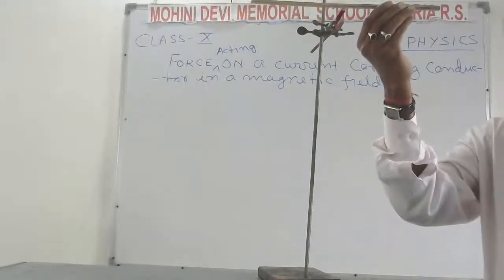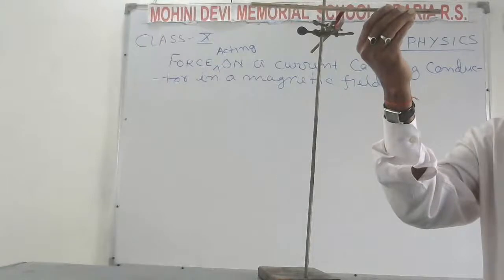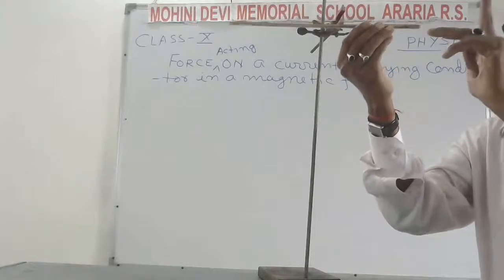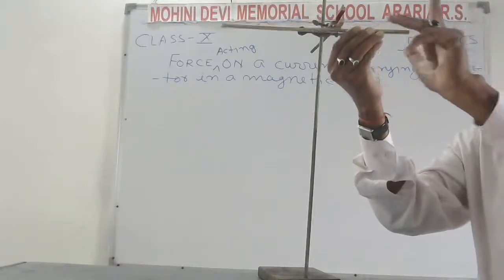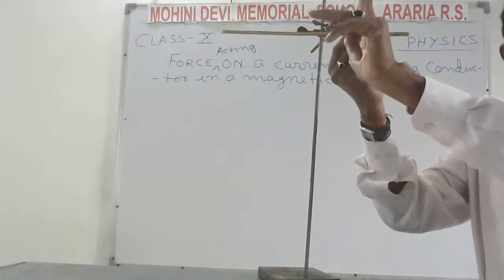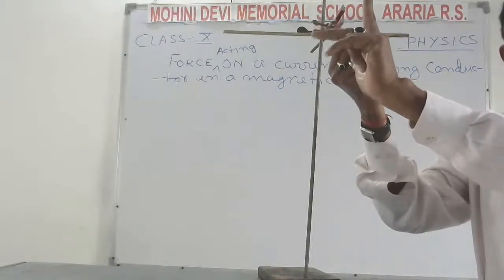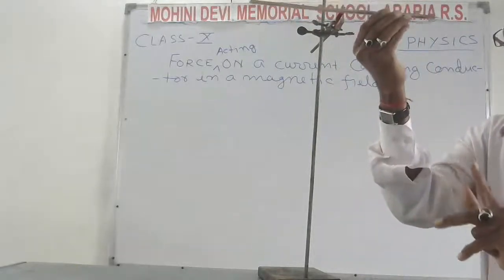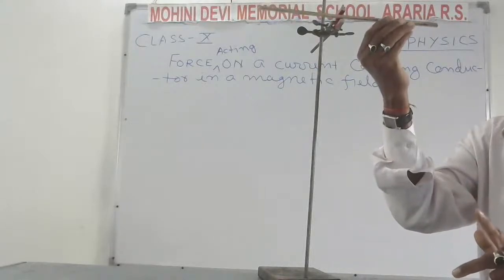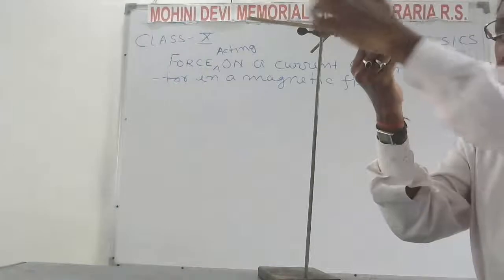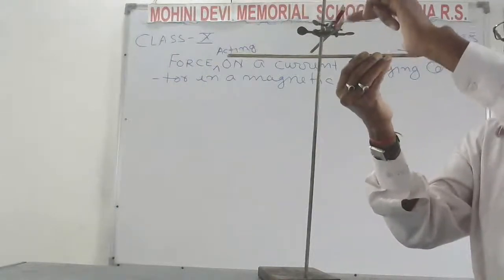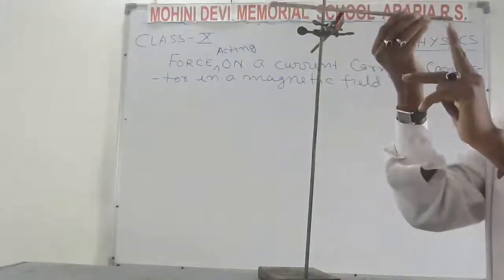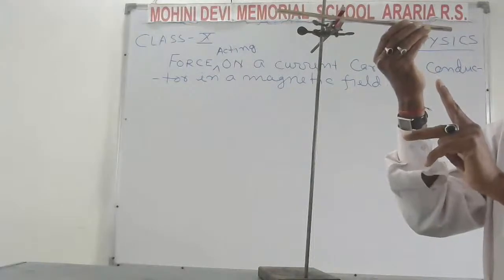Now, from Fleming's left hand rule, what happens? See, the forefinger is in the direction of the magnetic field and the middle finger is in the direction of the current. Then the thumb indicates that this conductor goes inside the magnet. When current is flowing from here to here, according to the Fleming left hand rule, the thumb indicates that the conductor goes inside the magnet.